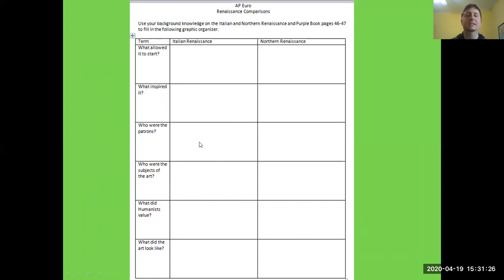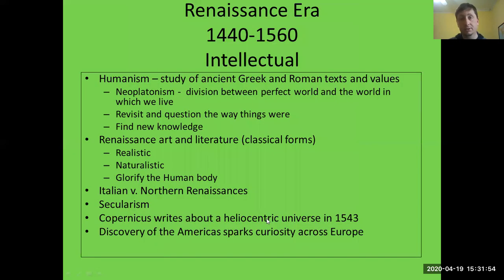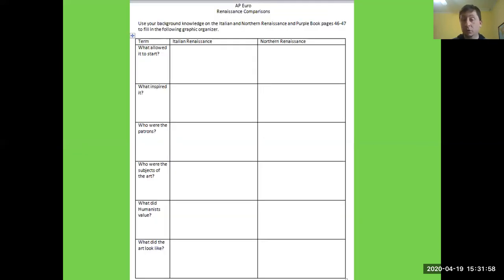What inspired it? Remember, the Italian Renaissance is inspired by those classical texts. The Northern Renaissance is inspired by the Italian Renaissance. Who are the patrons? We went through that. In other words, who's got the money? The subjects of art, remember, one is much more religious than the other, that the Italian Renaissance is a lot more secular, the Northern Renaissance is a lot more intentionally religious. And so what did humanists value? What did art look like? We went through that in class. So I would encourage you to go back, dig that up. And if you can't dig it up, then do it again.